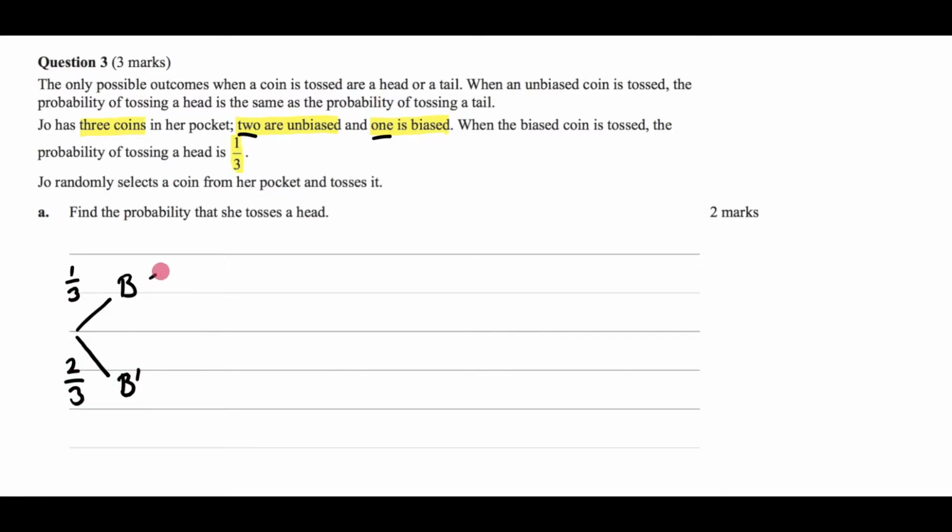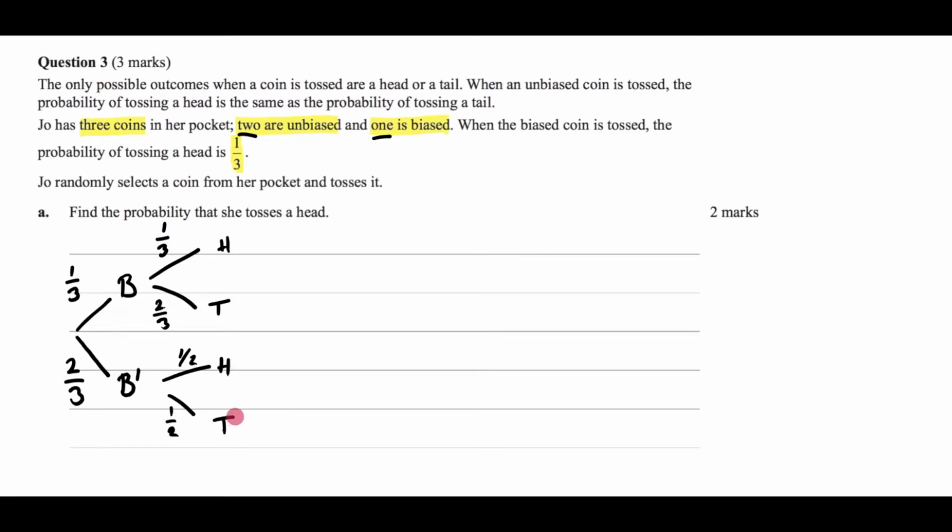The next step is going to be her tossing a head or a tail. If she's pulled out the biased coin, the probability of her getting a head is going to be 1 in 3 as specified by the question. And therefore the probability of her getting a tail is going to be 2 in 3. And if she's got the unbiased coin, obviously the probability is just going to be a half and a half. 50-50 odds of whether it's going to be a head or a tail.